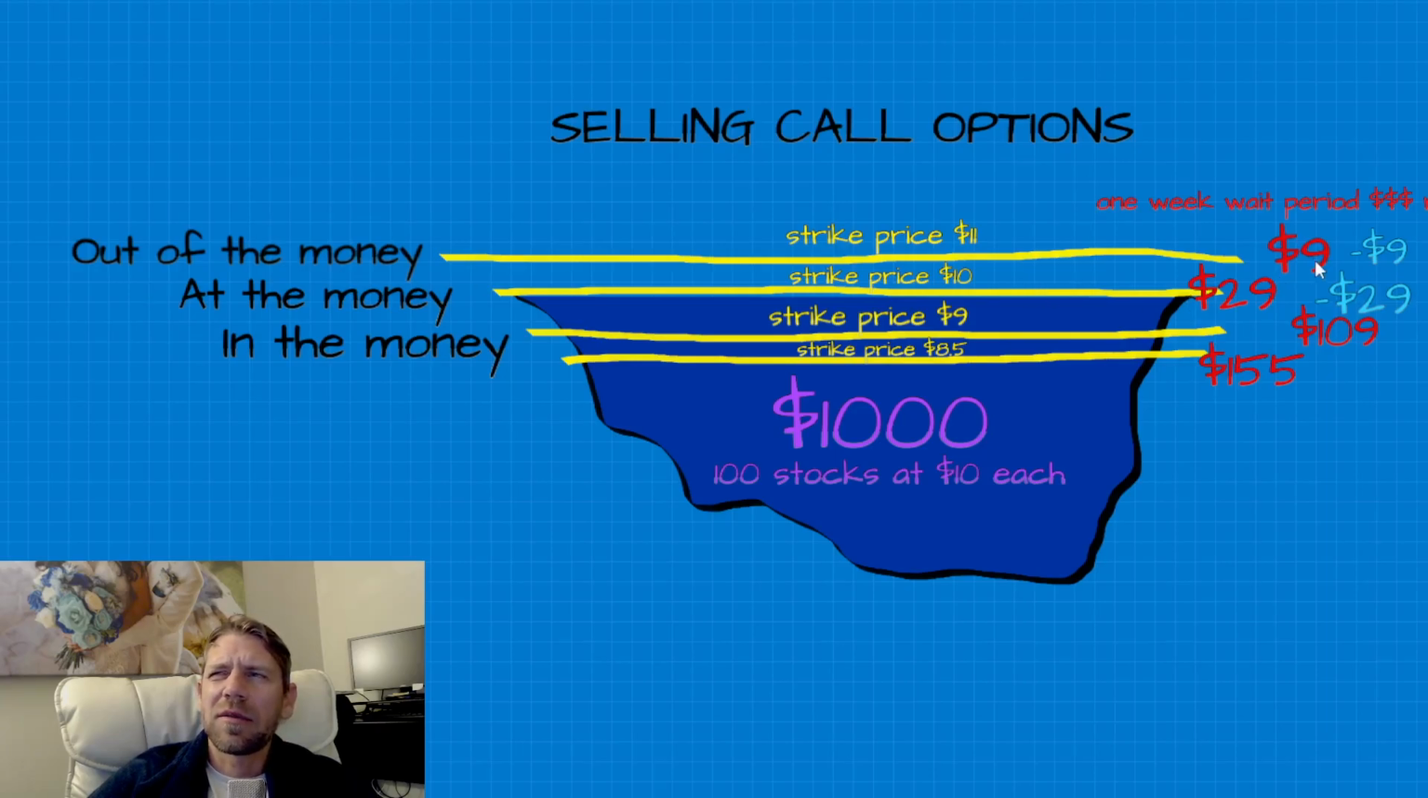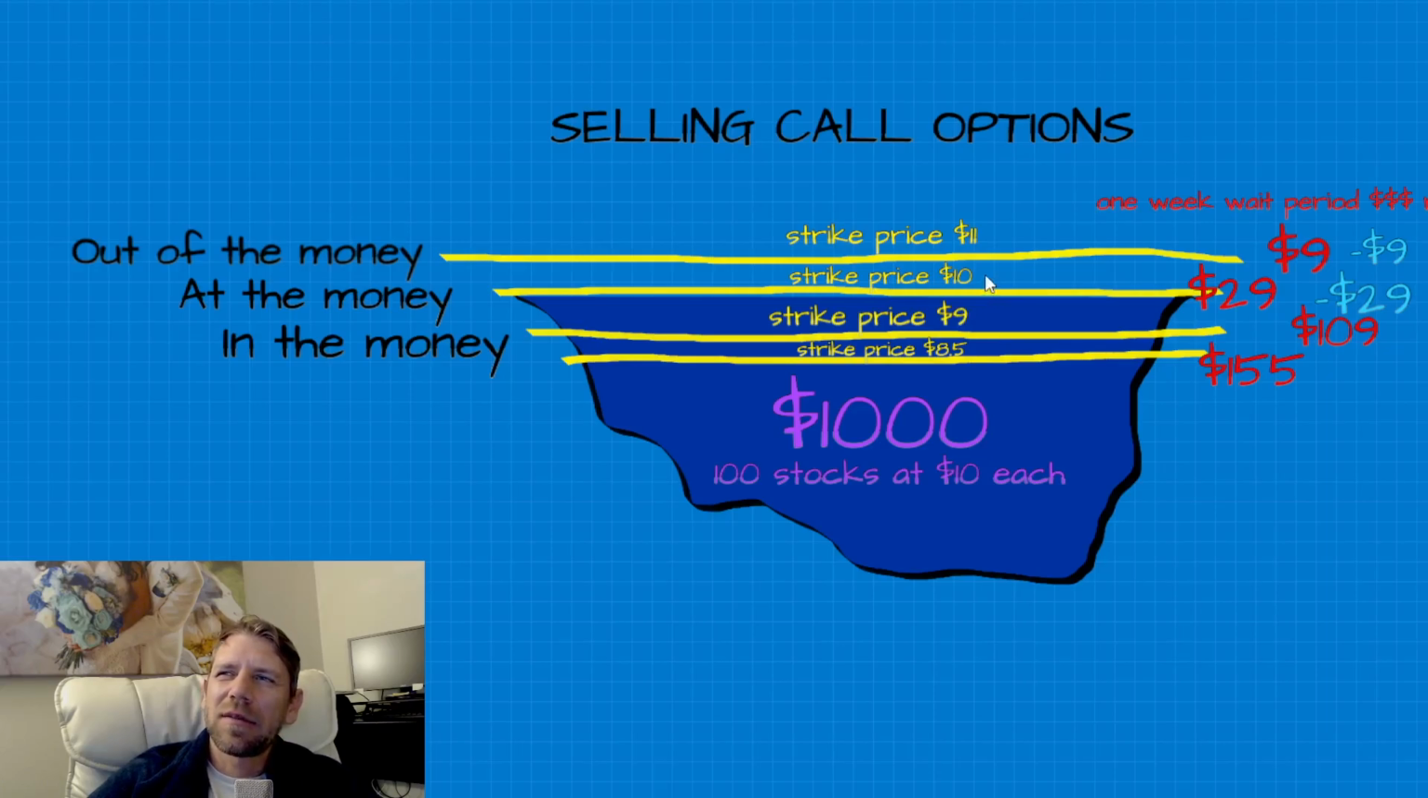That's out of the money options. They're very cheap. You can sell them and they're safer. You're not going to lose your shares most likely. The other thing about selling out of the money call options is that you get to participate in the stock movement upwards.